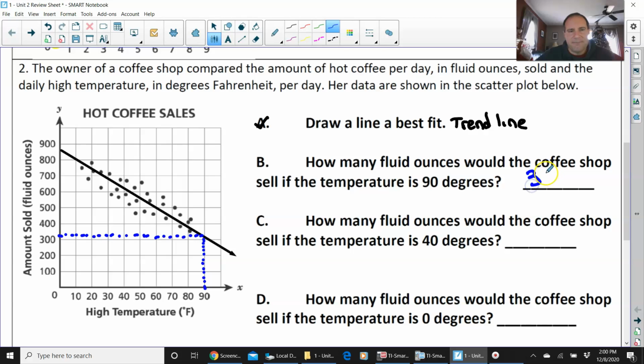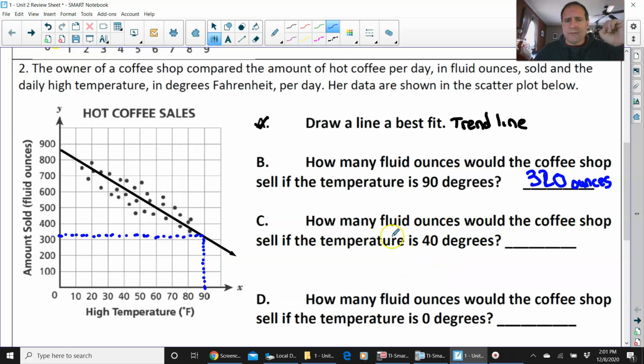So I'm going to say it's around 310. According to my trend line, I could even say 320. 320 degrees Fahrenheit. No, sorry. That is not degrees. That is ounces. 320 ounces sold when it's 90 degrees out.